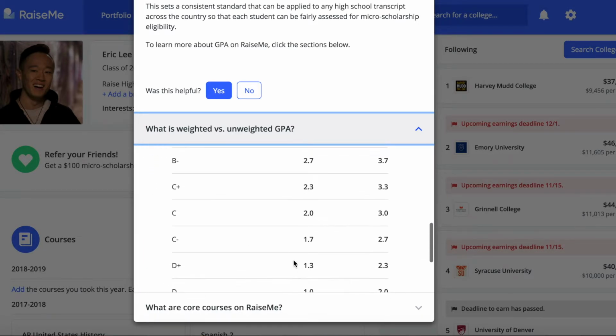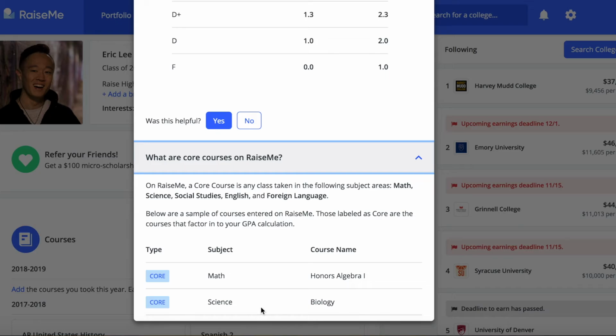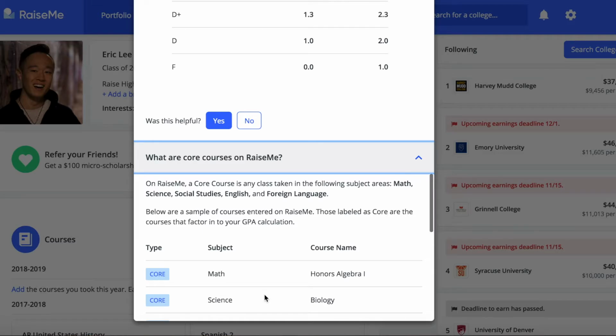So next up, let's talk about core versus non-core courses. On RaiseMe, a core course is considered any class that falls into these subject areas: math, science, social studies, English, and foreign language. To get a sense for what would fall in those categories, we've given some examples here.